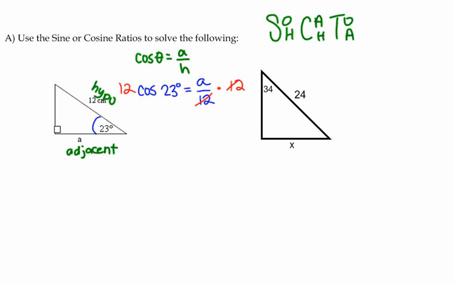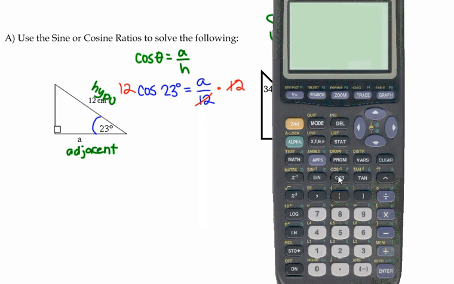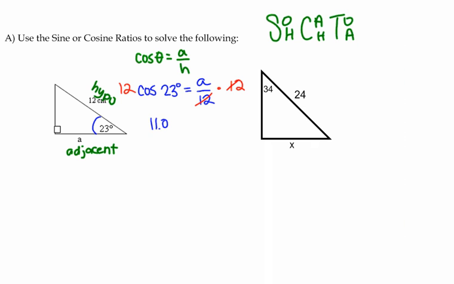Right. Could we go straight to punching that into our calculator now? Yeah, a is by itself. So in our calculators, 12 cos 23. And to the nearest tenth, what would that be? 11.0 centimeters. Don't forget your units.